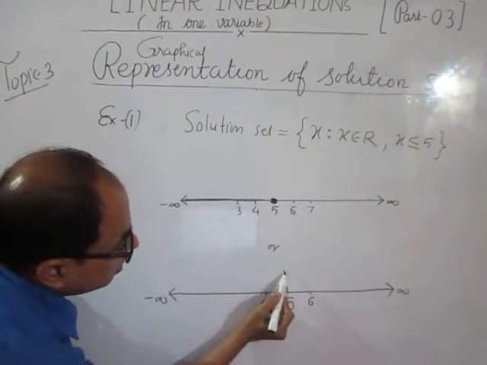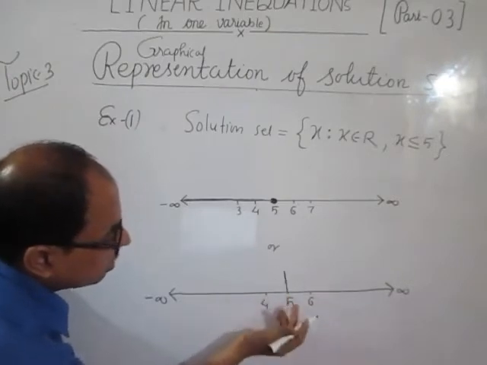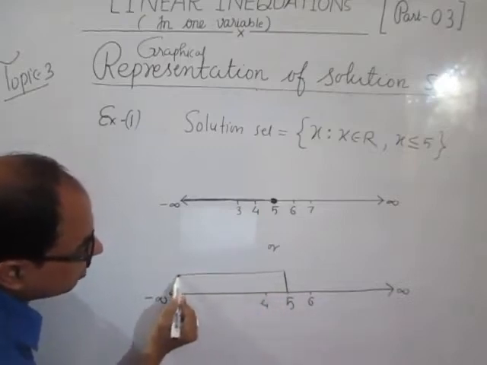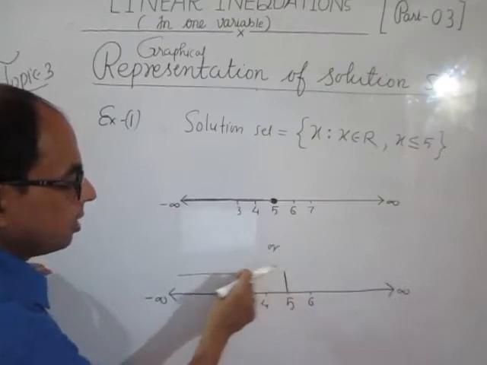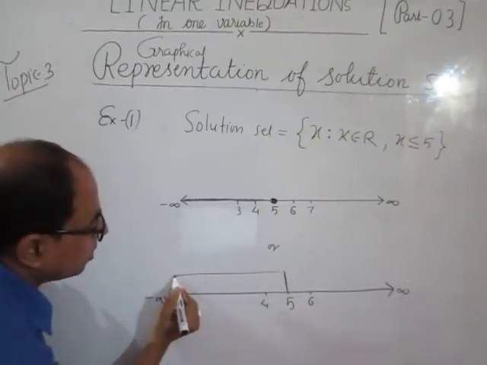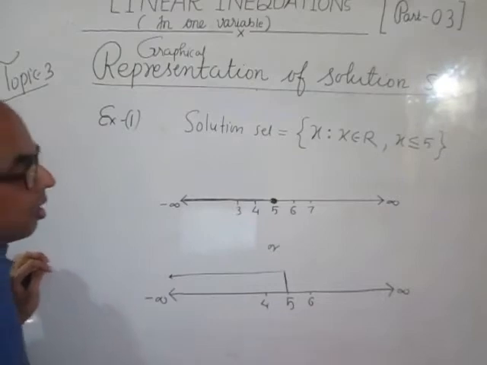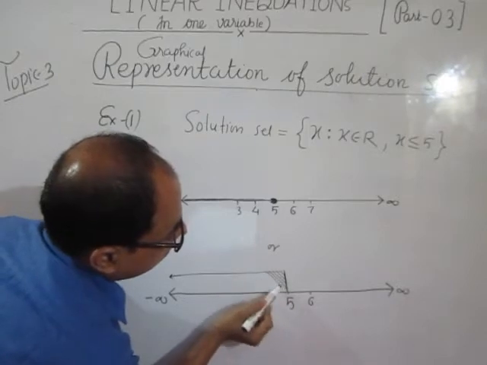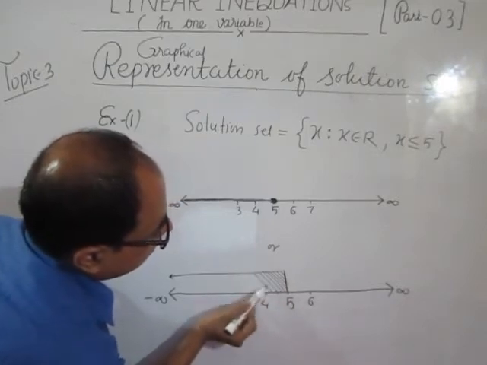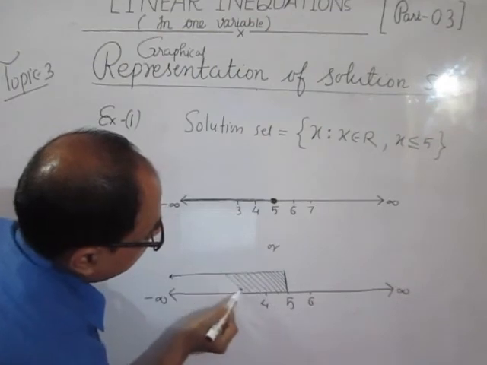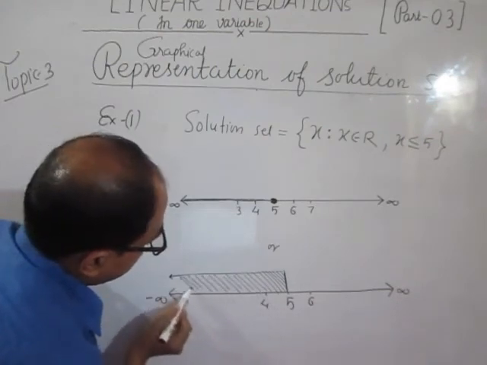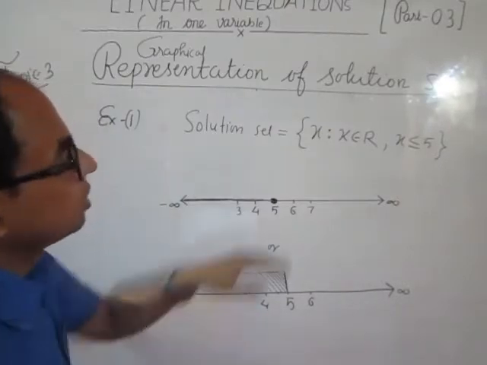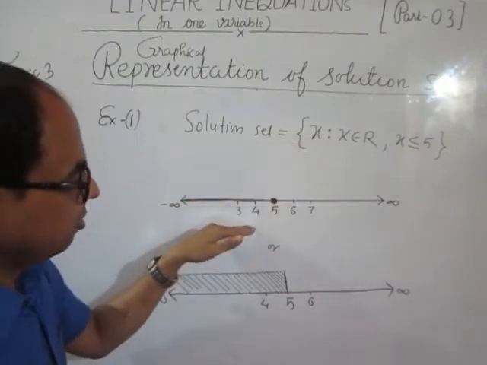Now after that we have to plot all the numbers which are less than 5. So we will draw a line here, because if you join all the points less than 5, then you will get a straight line. So draw an arrow this side. Now set it. So this is also a way to represent the solution set graphically. So you have two options, either you can use this one or you can use this one.